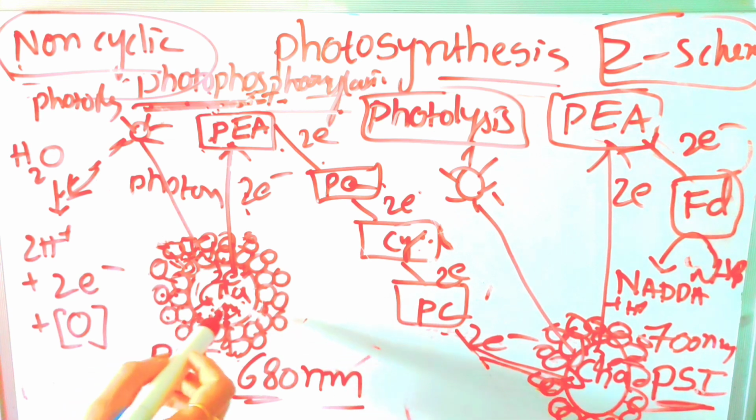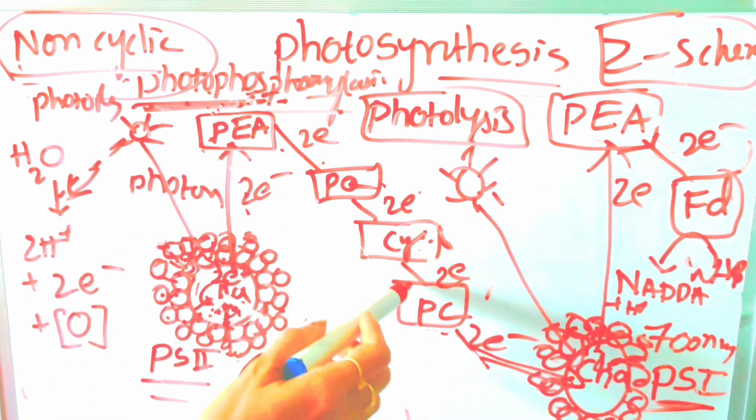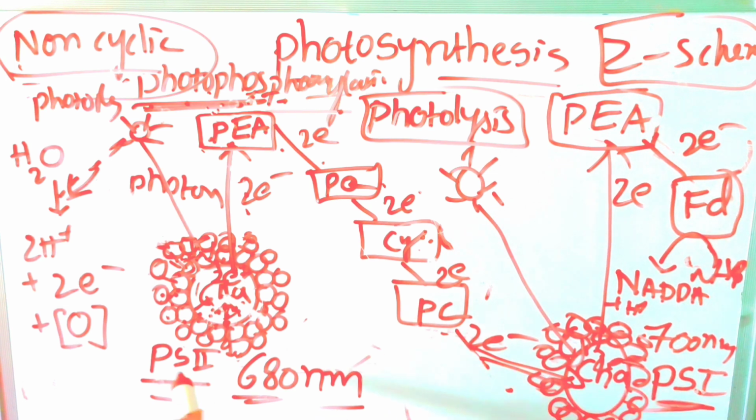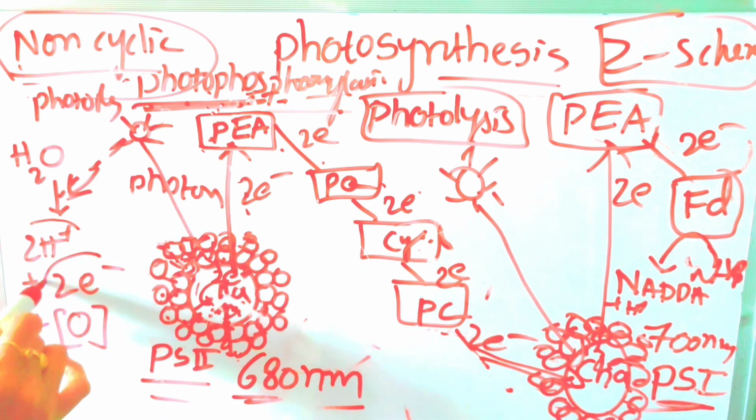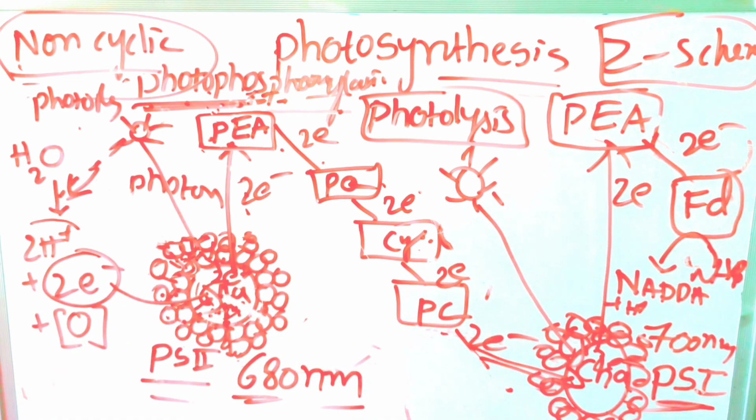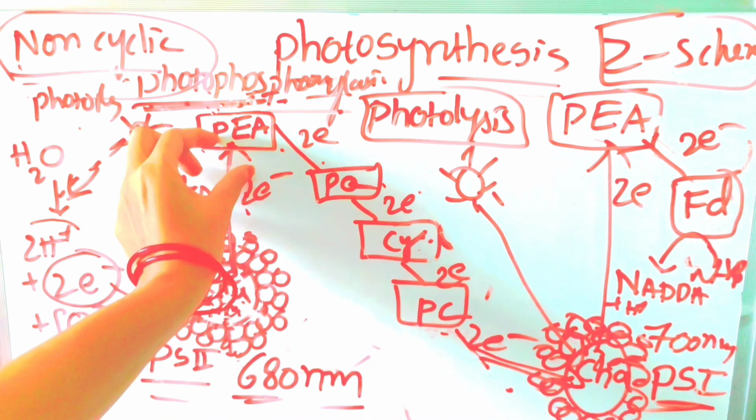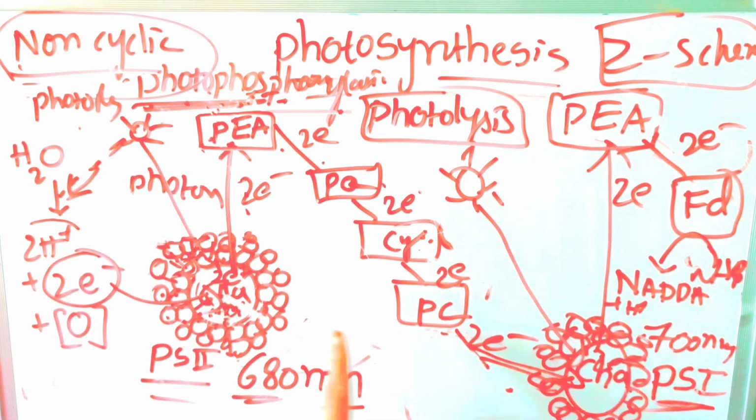First, a pair of electrons is continuously lost in this process. So the pair of electrons is replaced with the help of photolysis in the reaction center chlorophyll A. A pair of electrons is excited and transported from chlorophyll 2 to chlorophyll A of photosystem 1. So they never come back into the chlorophyll A molecule. So the replacement of the pair of electrons is with the help of the photolysis complex. Photolysis is very important as the donor of the pair of electrons.